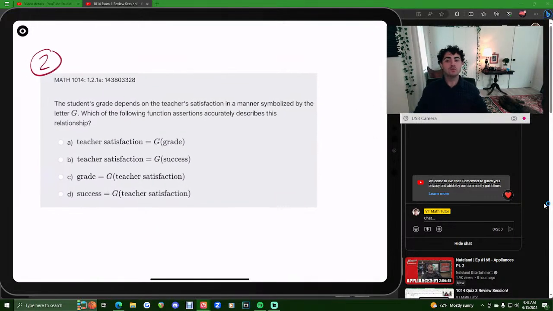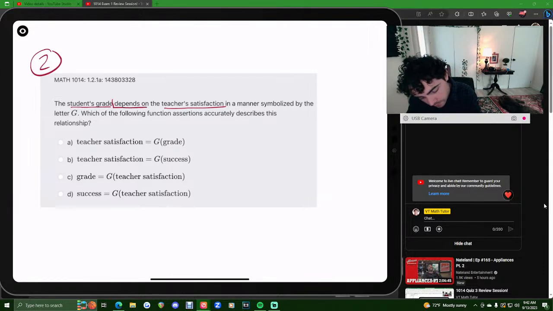It says the student's grade depends on the teacher's satisfaction in a manner symbolized by G, and we're finding the equation that represents that. The way I approach this is to identify the 2 variables they're talking about. We have the student's grade, and the teacher's satisfaction, and a connector phrase between those, which I will call depends on.